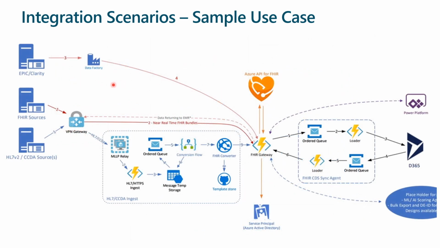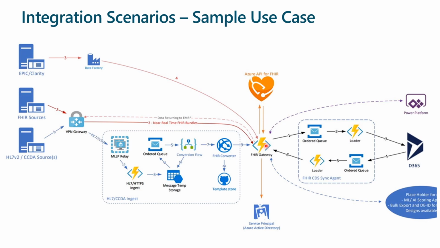To provide some additional details about the integration scenarios that we discussed in the previous slide: on the left side, we have FHIR based EMR or EHR, or HL7 versus CCDA resources. In that case, you can use the FHIR converter. Basically, it takes the HL7 and CCDA formatted messages, converts them into a FHIR formatted message and posts to the FHIR proxy, which eventually gets into the Azure API for FHIR.